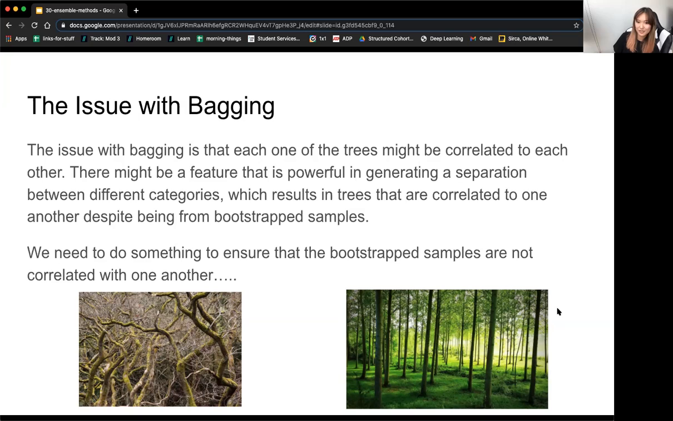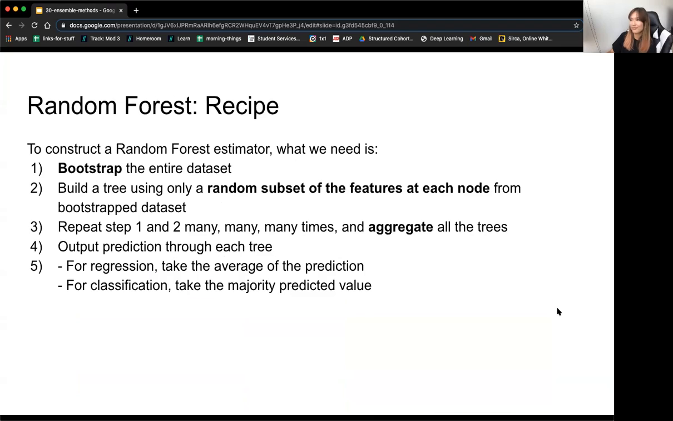So this leads us into our next algorithm, which is random forests. Remember that random forests and bagged trees are very similar, but there is an added feature of randomness in random forests that makes them different from bagged trees. The random forest recipe is very similar. We bootstrap the data set again. The new step is that you build a tree using only a random subset of features at each node from this bootstrap data set.